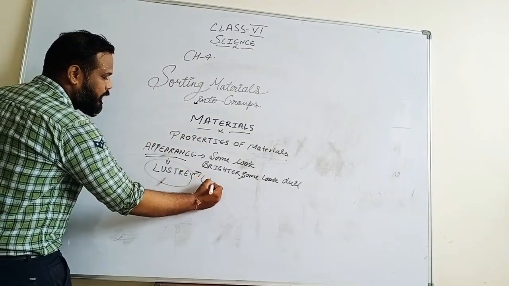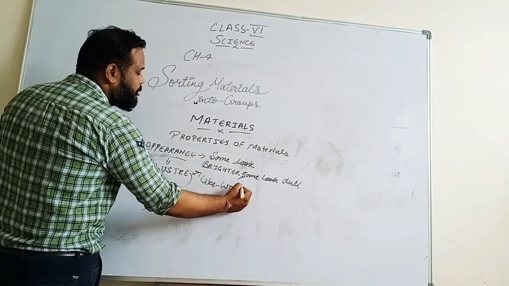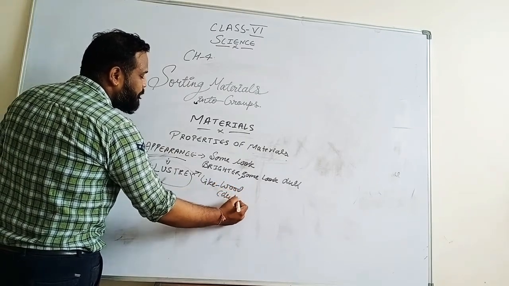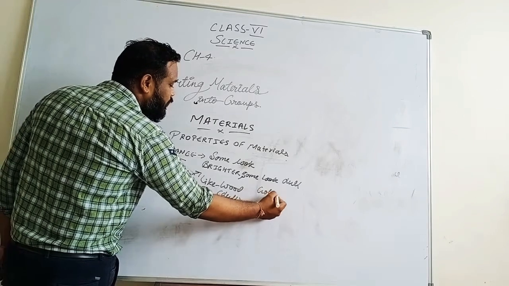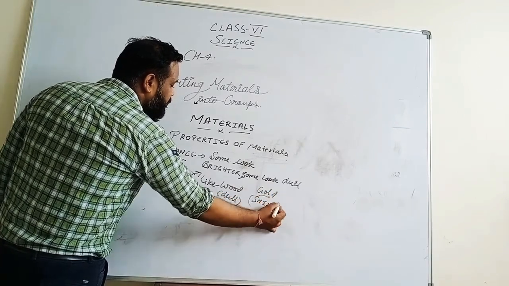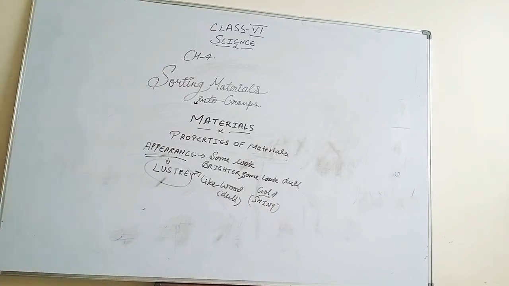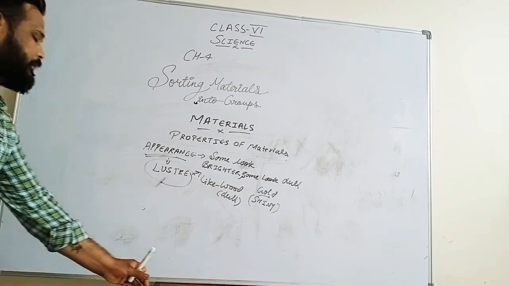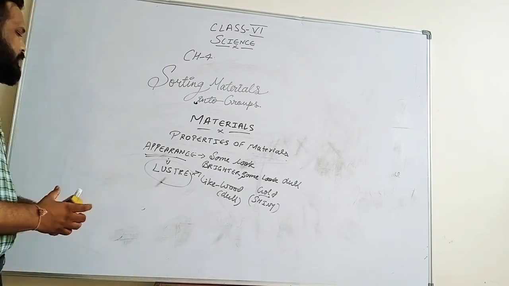Now, if you see the wood, the original wood, it is dull in appearance, it does not shine, but gold used to shine, diamond used to shine, jewelry used to shine, the medals you take on your annual function, they used to shine. Okay, now this is the appearance.